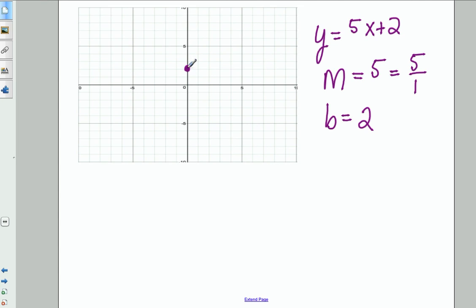So from that point, up 5 to the right 1. And why do I go up? It's a positive. And why did I go right? Because it's a positive.